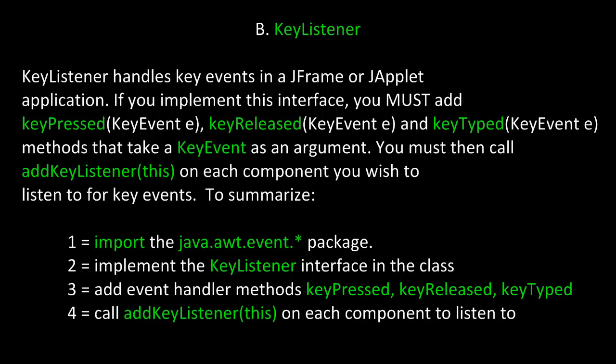To summarize, first, import the java.awt.event package. Second, implement the KeyListener interface in the class. Third, add event handler methods keyPressed, keyReleased, and keyTyped. And fourth, addKeyListener with the this pointer on each component to listen to.